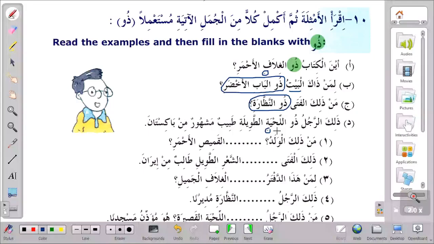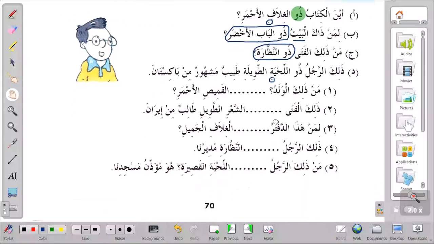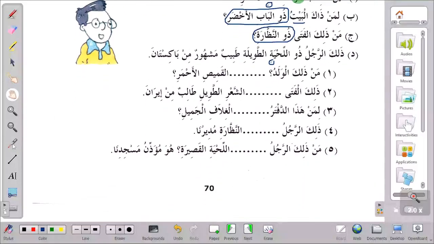From Pakistan. Then we have here: من ذلك الولد. Who is that boy? These are the examples that they give. So now we should also complete the sentences using ذو. So how do you see: من ذلك الولد ذو القميص الأحمر, right?